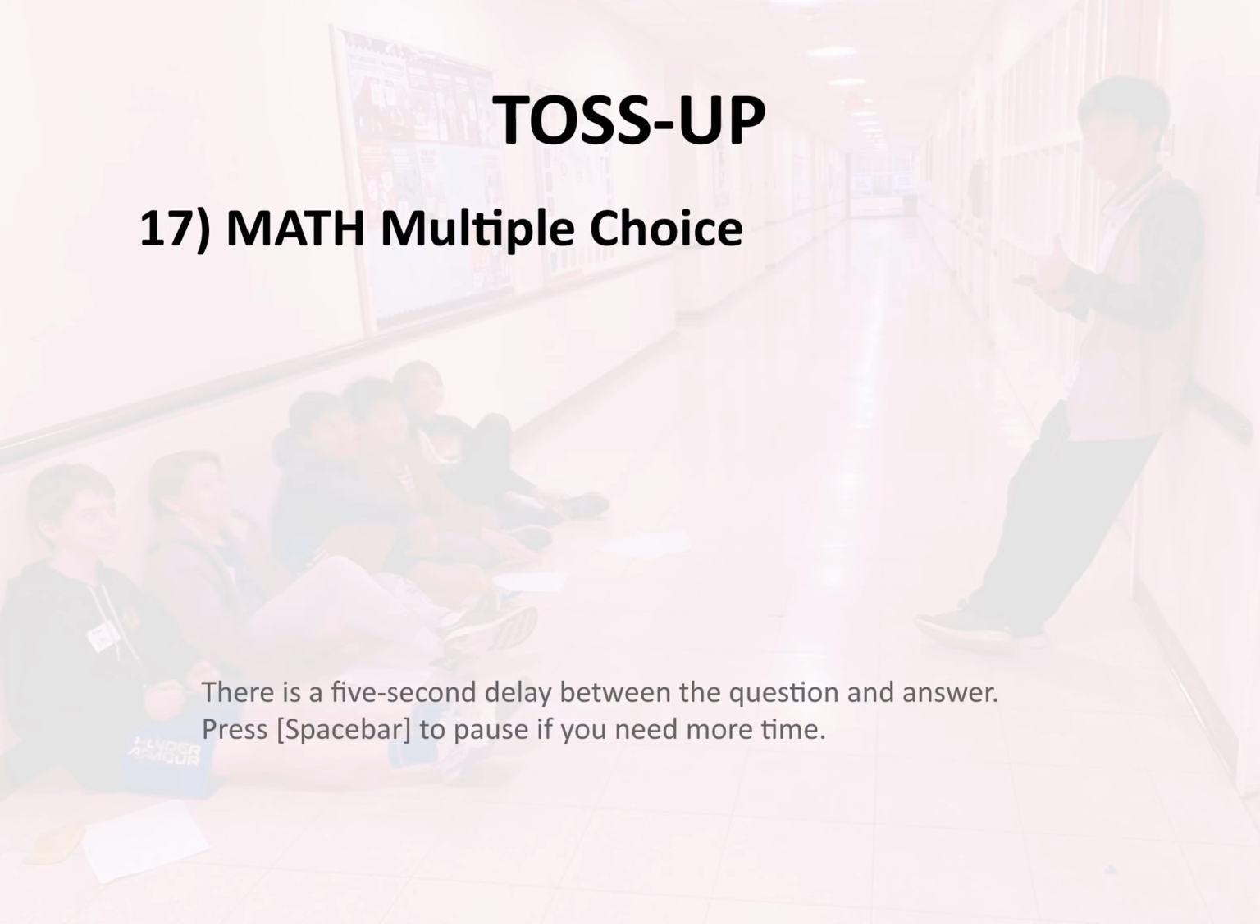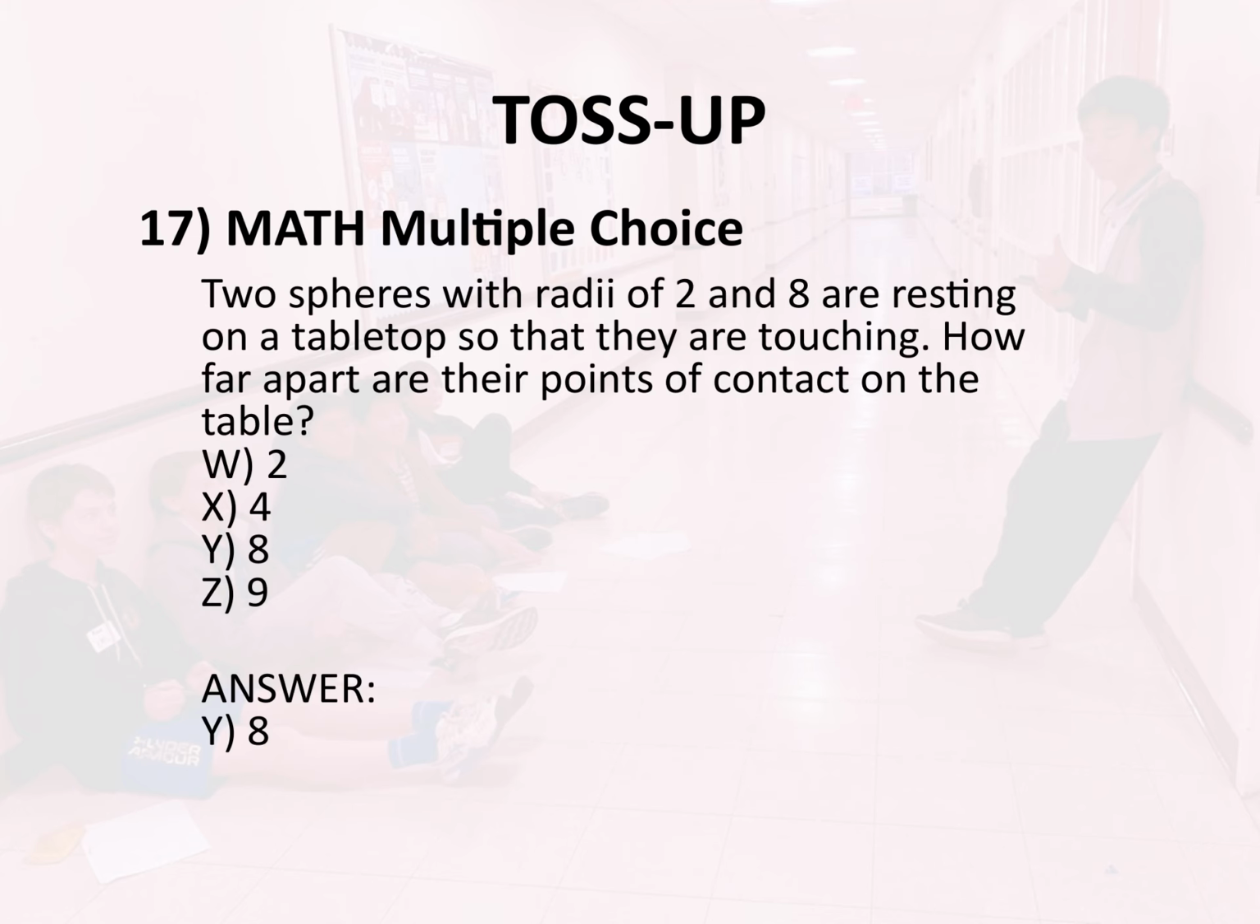Toss-up 17. Math. Multiple choice. Two spheres with radii of 2 and 8 are resting on a tabletop so that they are touching. How far apart are their points of contact on the table? W. 2. X. 4. Y. 8. Z. 9. Answer: Y. 8.